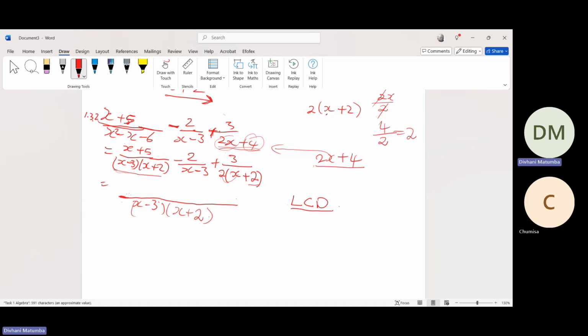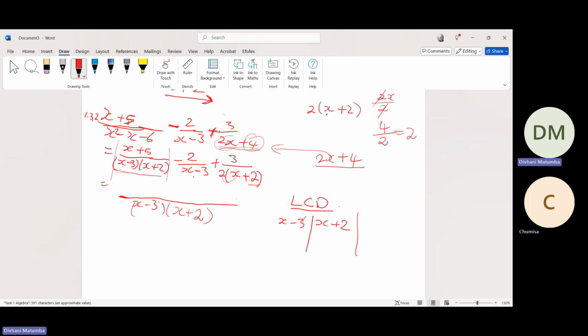Step one, you go to each and every term. We're going to start with the first term. The first term has two factors on its denominator. The first factor is x minus 3. The second one is x plus 2. Those are the only factors. You agree? Yes, sir. Okay.